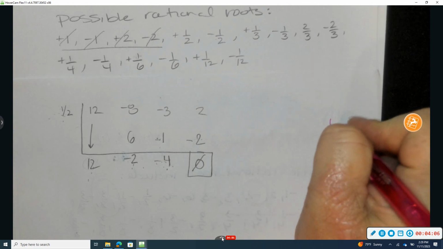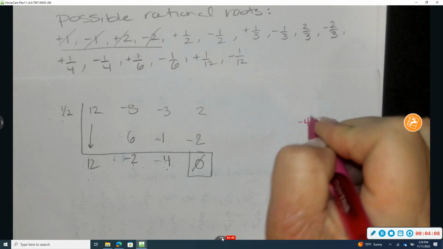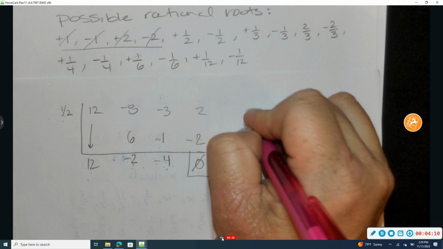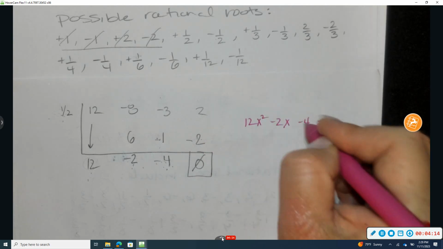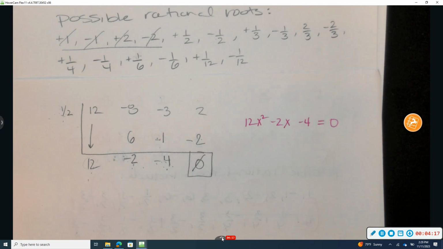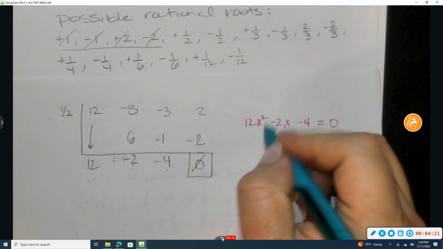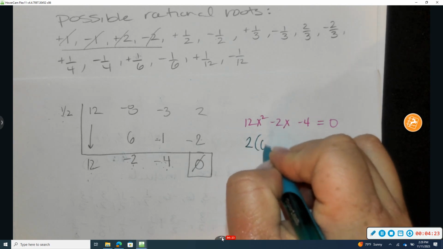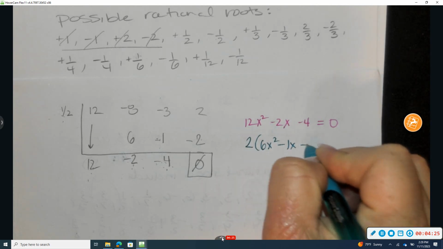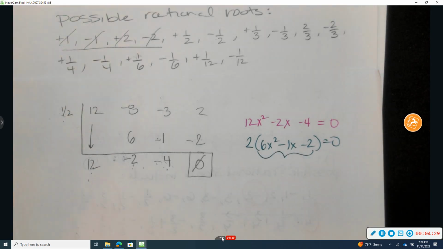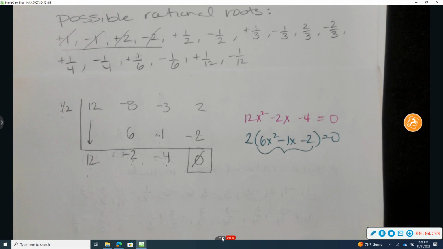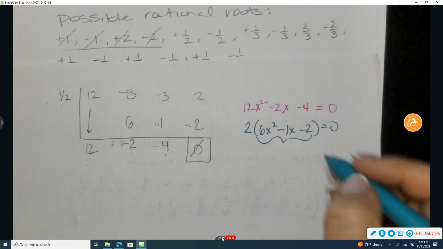So I'm going to write this: 0 equals 6x squared minus x minus 2 times... well, the remaining coefficients 12, negative 2, and negative 4 correspond to x squared, x, and the constant. Right away, I can see that 12, 2, and 4 are all divisible by 2. So I'm going to factor out a 2 to get 6x squared minus 1x minus 2 equals 0. It may be easier now to solve this quadratic portion using factoring if possible. If not, I will defer to using the quadratic formula.